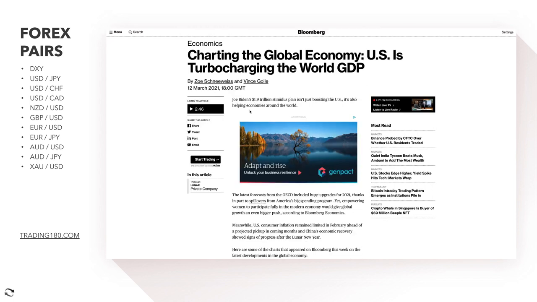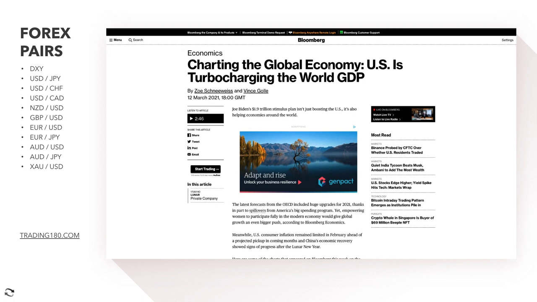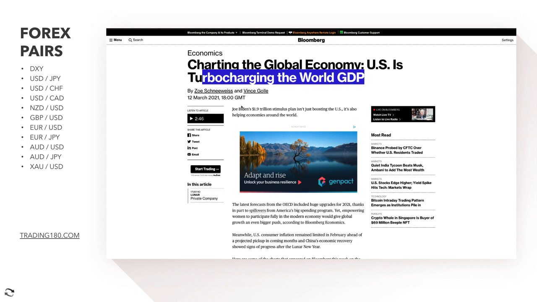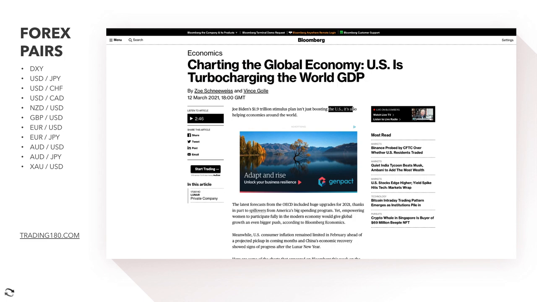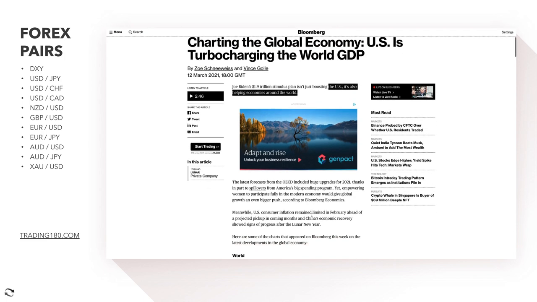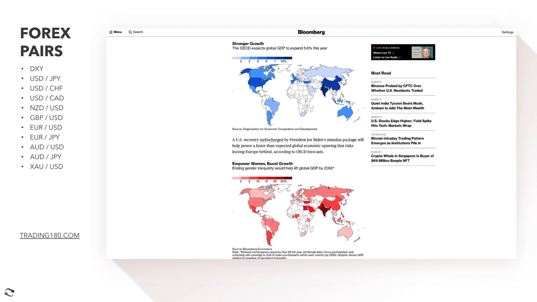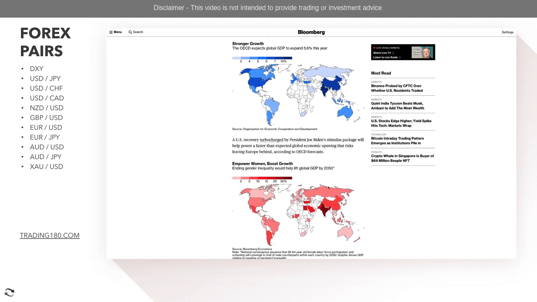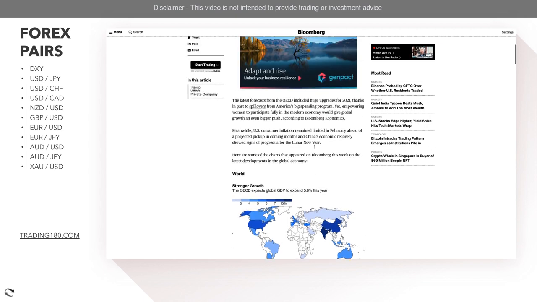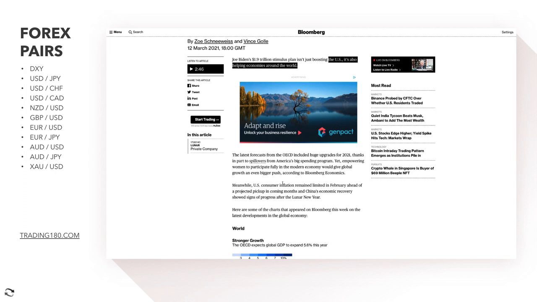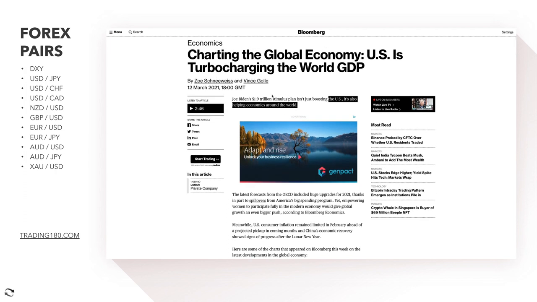We also have the charting of the global economy. The US is turbocharging world GDP. Joe Biden's $1.9 trillion stimulus plan isn't just boosting the US, it's also helping economies around the world. So you're seeing US strength, or the potential for US strength, boost other countries' economies, but one of the leaders in economic and GDP growth is the US.